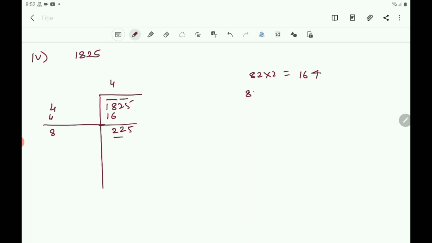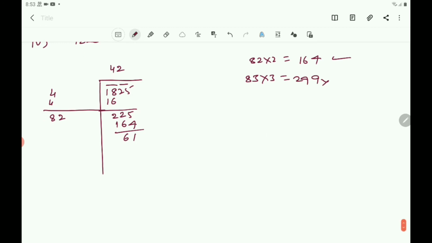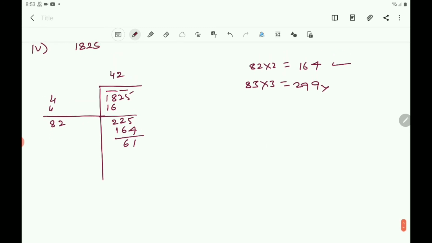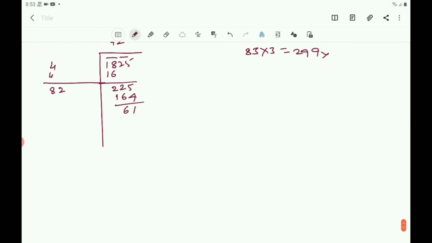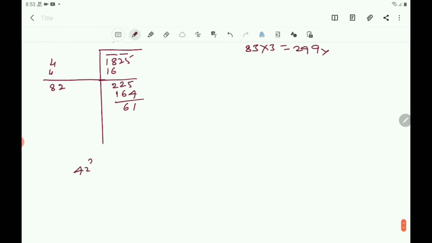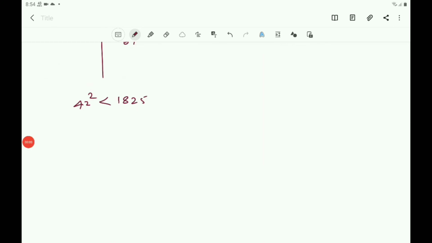If you take 83 into 3, that is 3 3s are 9, 8 3s are 24, it is greater than 225. So you take 2, 82 into 2 is 164. 225 minus 164 is 61, you got here. Now you know that 1825 is greater than 42 square. So you write 42 square is lesser than 1825. Then you find the 43 square.